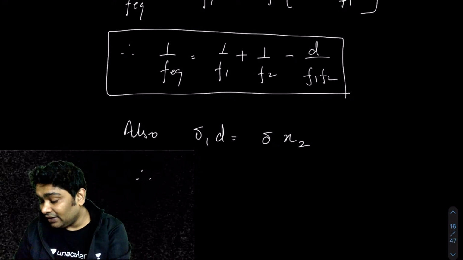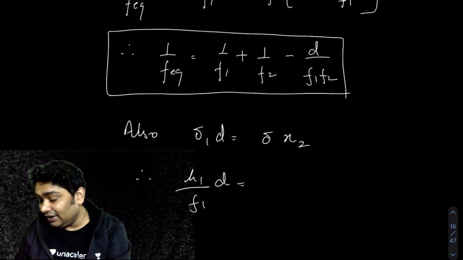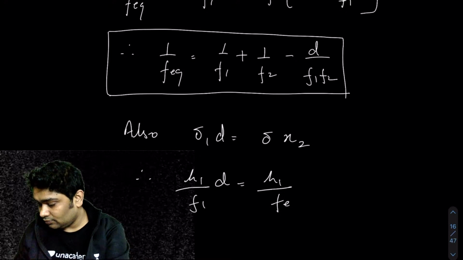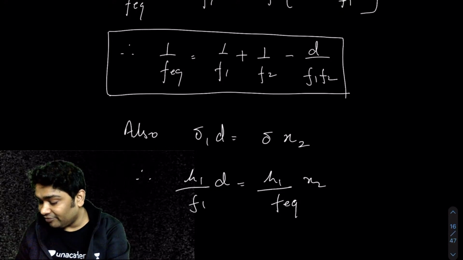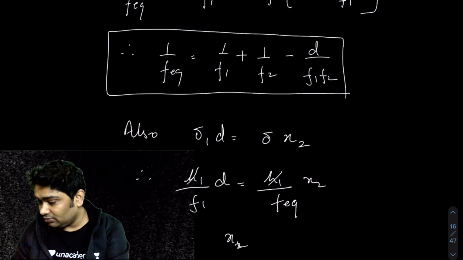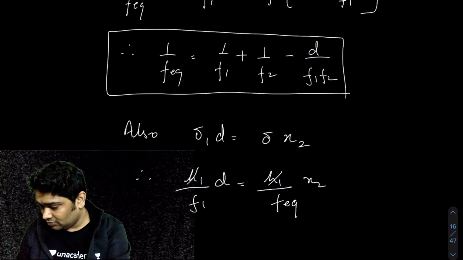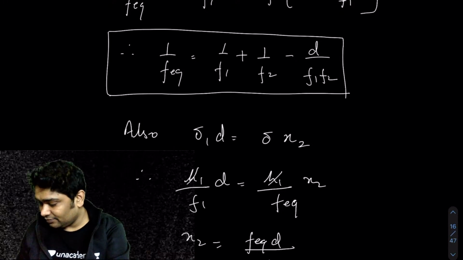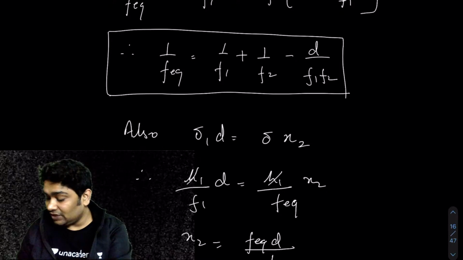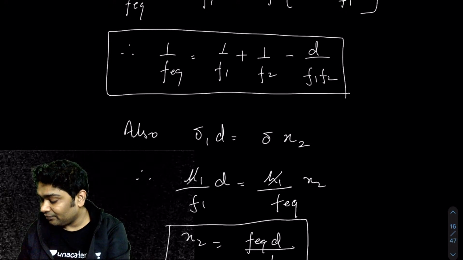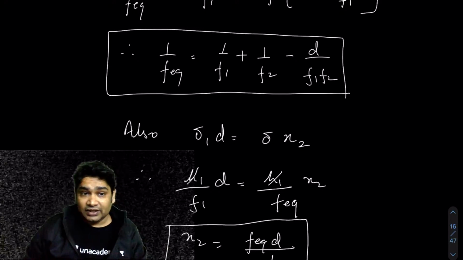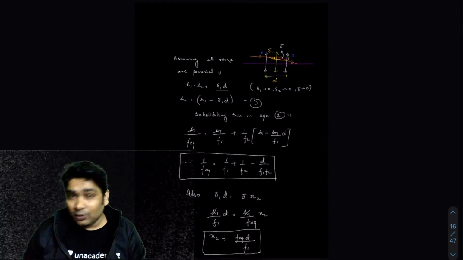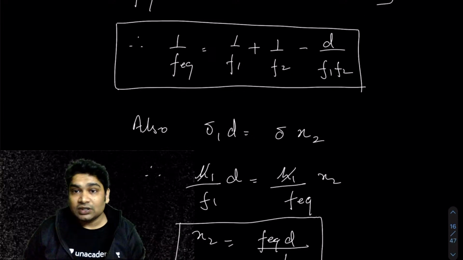And I know delta 1 was h1 over f1 and delta was h1 over f equivalent. So that will simply give me that x2 should be equal to f equivalent d over f1. So that is the position of the equivalent lens. Its distance from L2 should be this much. Okay. So I hope everybody followed this. I don't know if that is visible, this lower part.